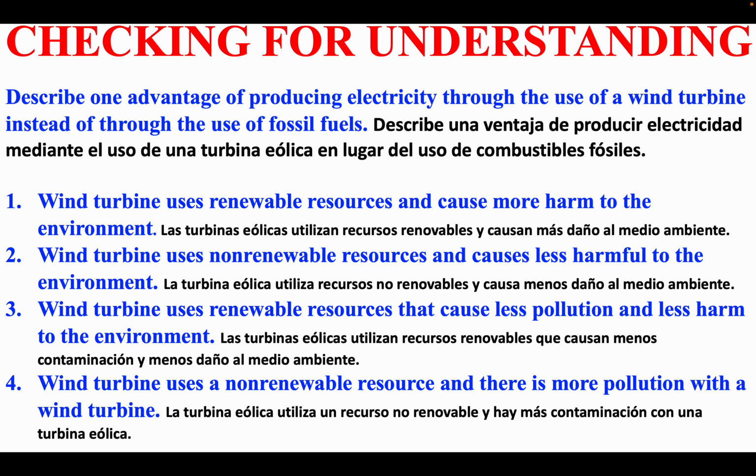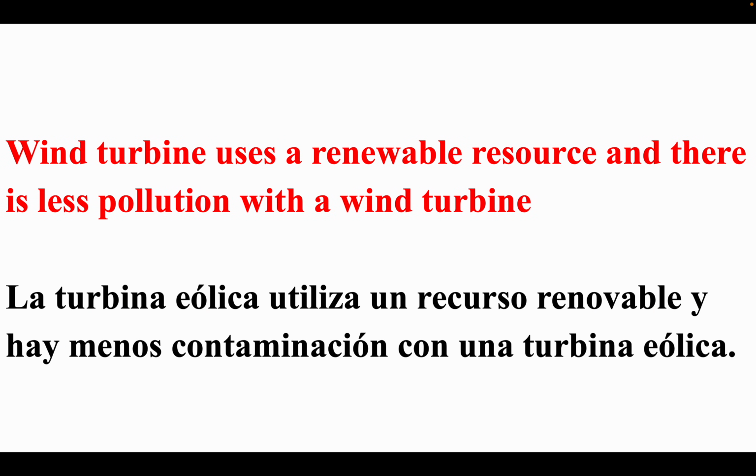2. Wind turbine uses non-renewable resources and causes less harm to the environment. 3. Wind turbine uses renewable resources that cause less pollution and less harm to the environment. 4. Wind turbine uses a non-renewable resource and there is more pollution with a wind turbine. So the correct answer is, it says describe one advantage of producing electricity through the use of wind turbine instead of through the use of fossil fuel. And the correct answer is wind turbine uses a renewable resource and there is less pollution with a wind turbine.